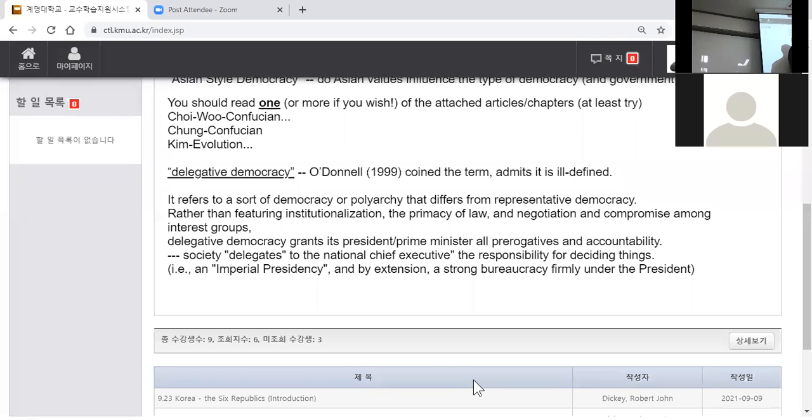Democracy or polyarchy. Now, poly means many. Archy is referring to basically government or ways that people decide things. Not a single authority, that would be autocracy, or a very few that control everything. But many levels of decision-making in one, polyarchy. Democracy or polyarchy differs from this concept that Westerners think they know, a representative democracy, rather than featuring institutionalization, and we're gonna talk about that word a little bit, the primacy of law and negotiations.